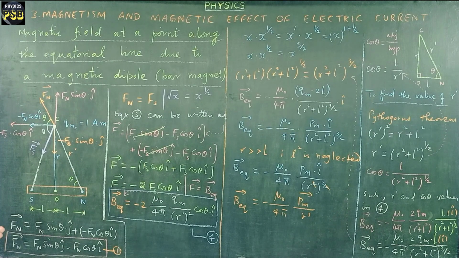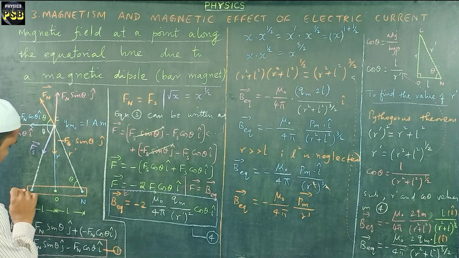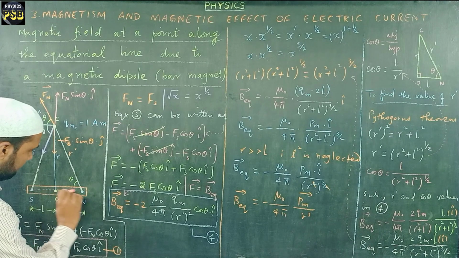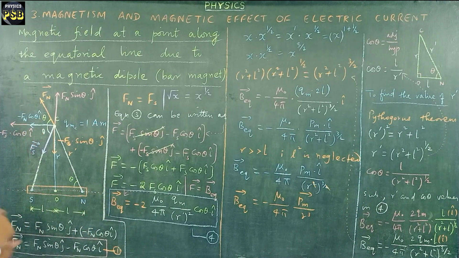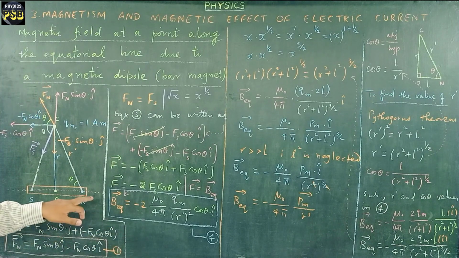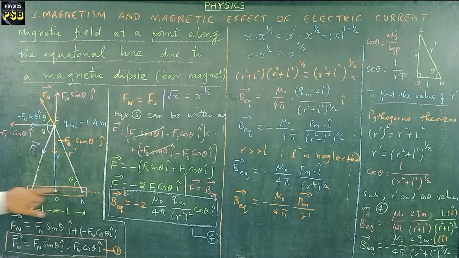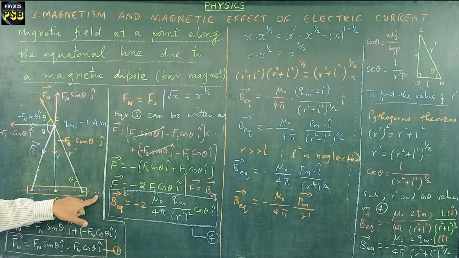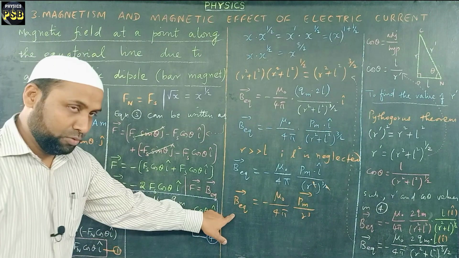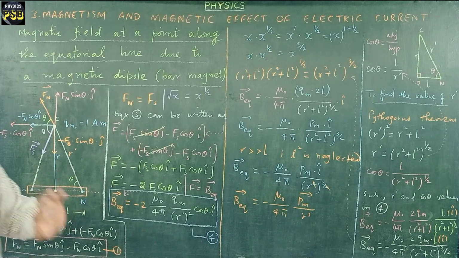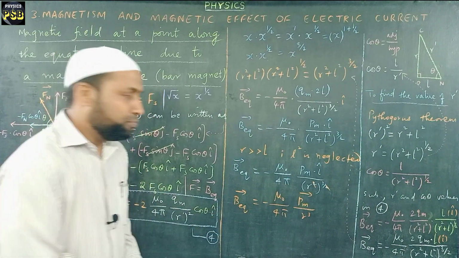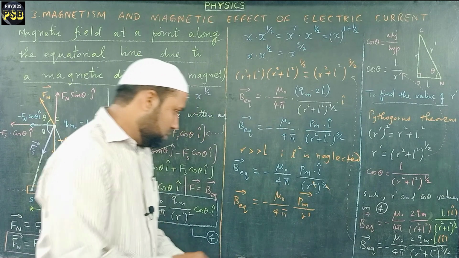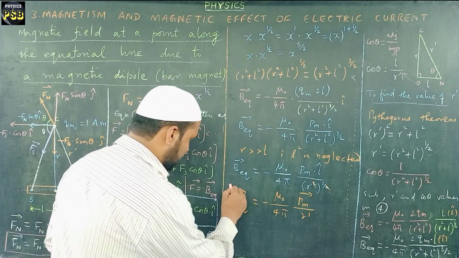What is the equatorial line? If I draw a line along the length of the magnet, then we call it the axial line, and this other line is called the equatorial line. The magnetic field at a point along the axial line is always twice of this value, and it acts just opposite to it. There we will not find a minus sign. Now, before I conclude, I box this.